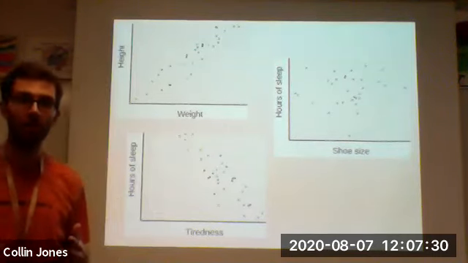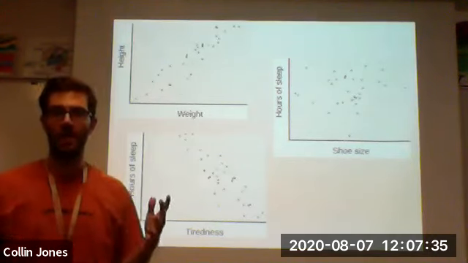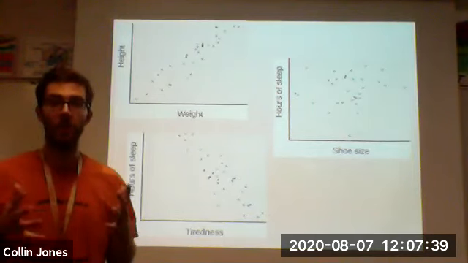right? Now, it's not a perfect correlation. We could have tall, skinny people, right? Or we could have tall, less skinny people. But for the most part, these two variables are related.